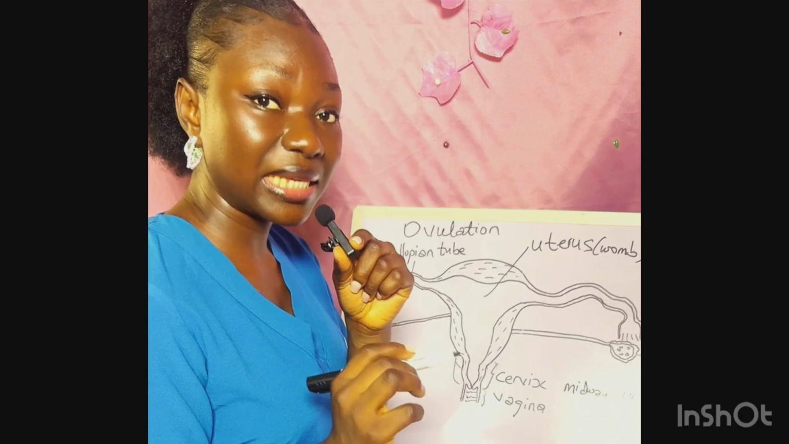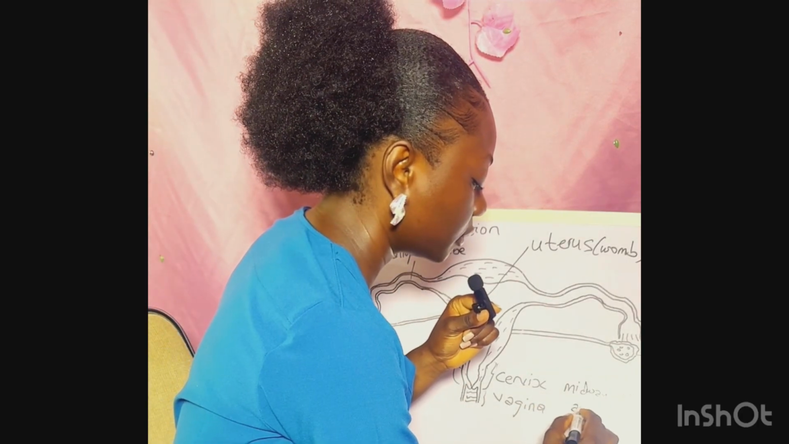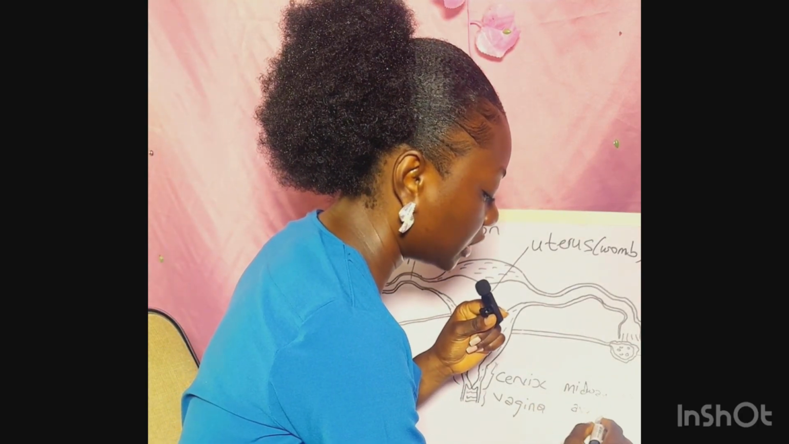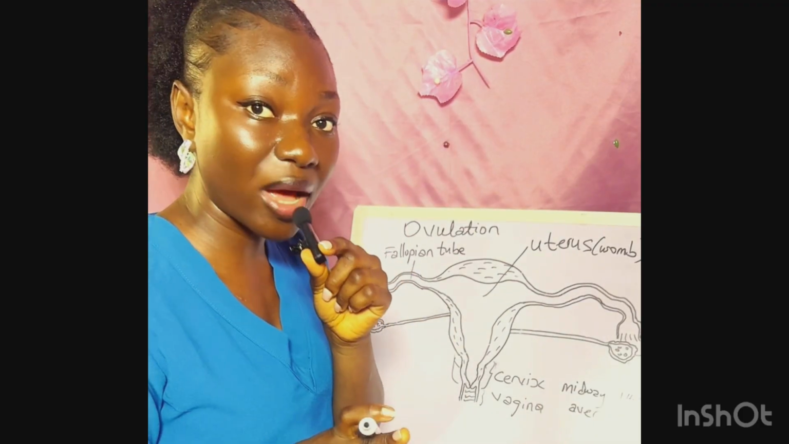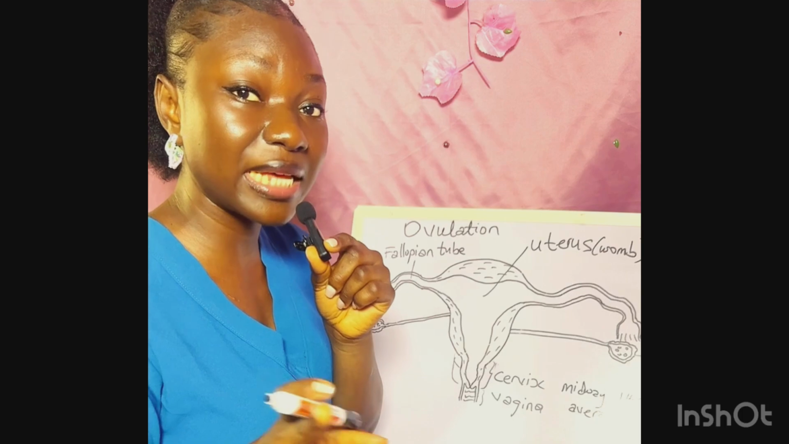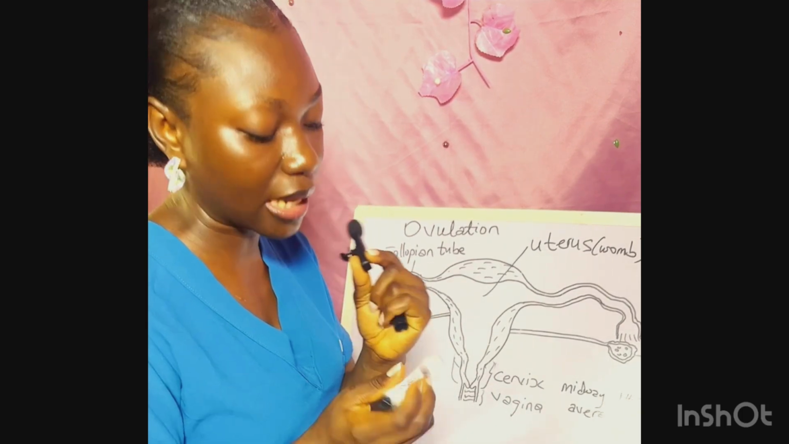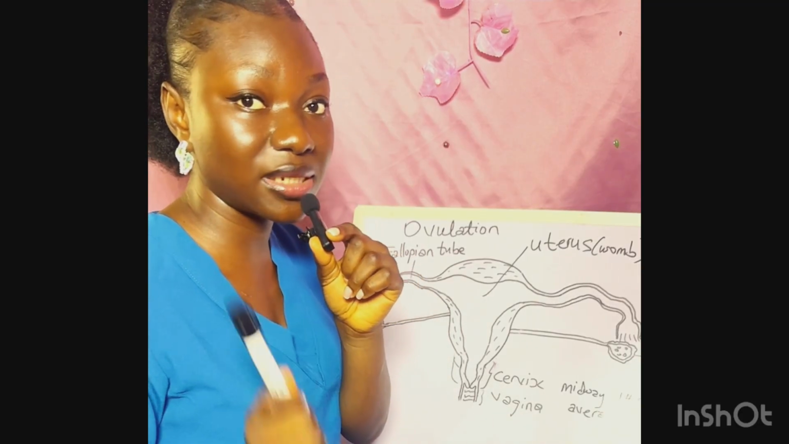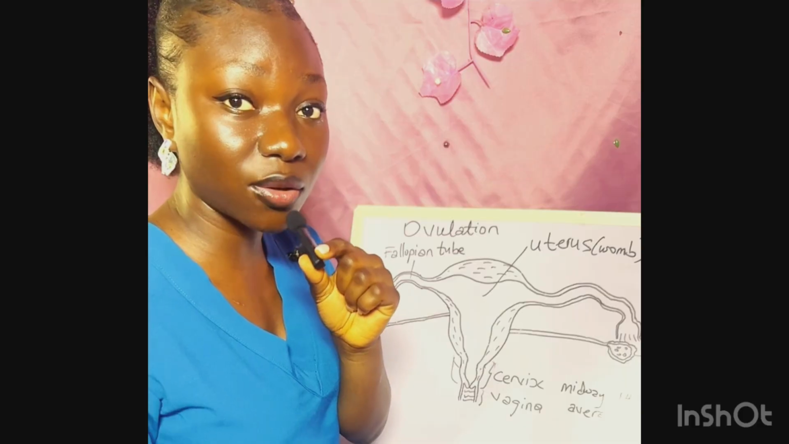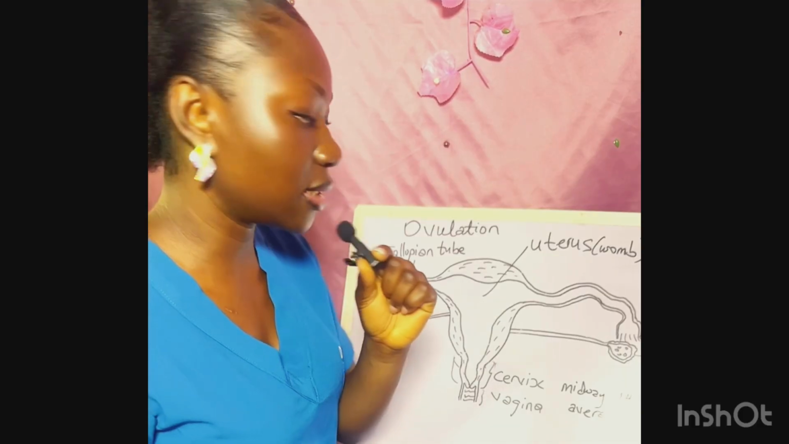For a cycle that is averagely 28 days. So ovulation takes place in a woman who has an average menstrual cycle of 28 days around the 14th day. Research has shown that if a woman ovulates, it takes 14 days for her to see her next menstrual cycle. That's for her to bleed next time.